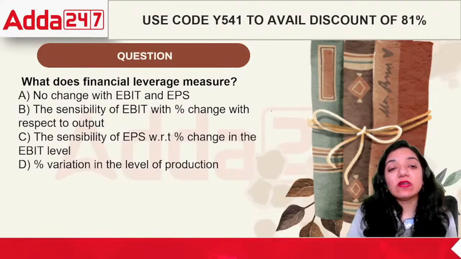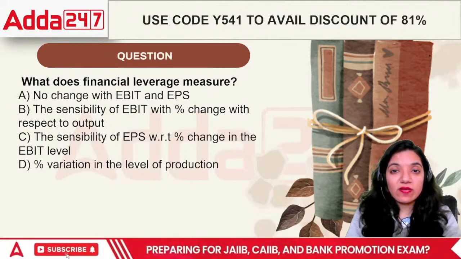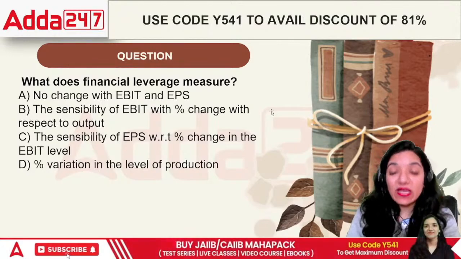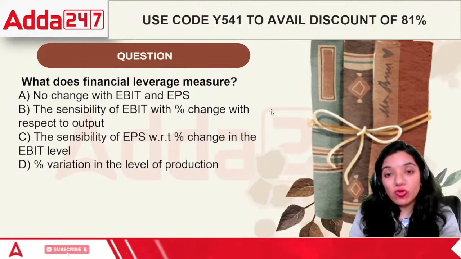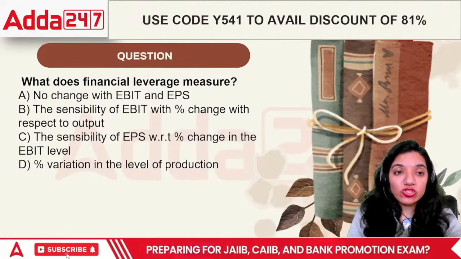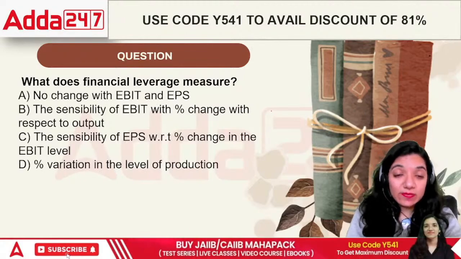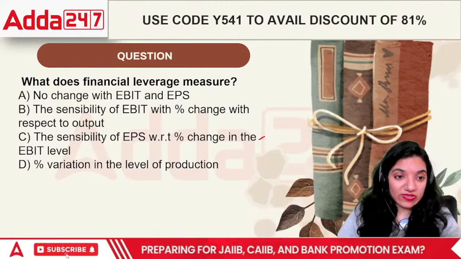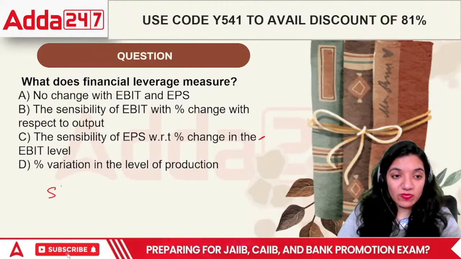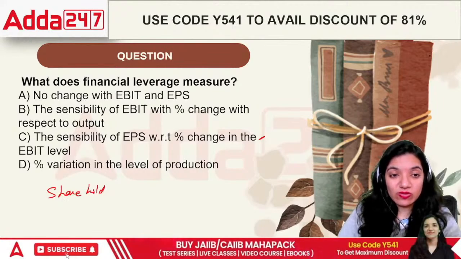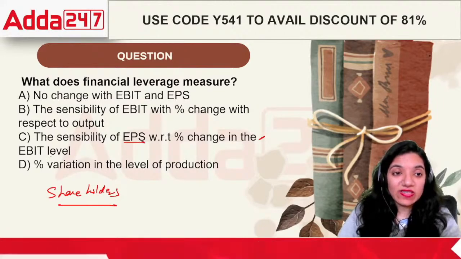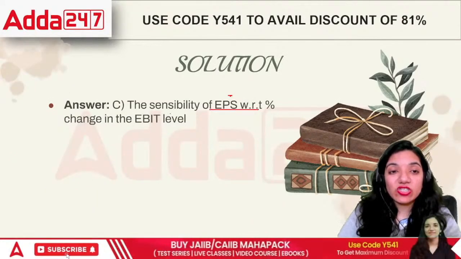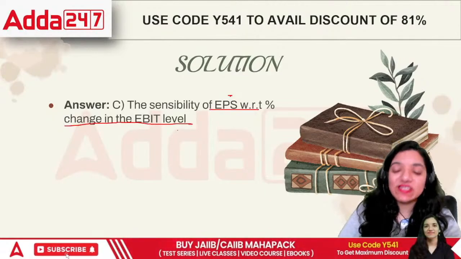Financial leverage is the method used to find out how we can increase our EBIT and our EPS overall. So it is related to EPS as well as EBIT, because we need to find out the amount that we would like to give to our shareholders. So the point here is EPS as well as EBIT: the sensitivity of earnings per share with respect to the change in the EBIT level.